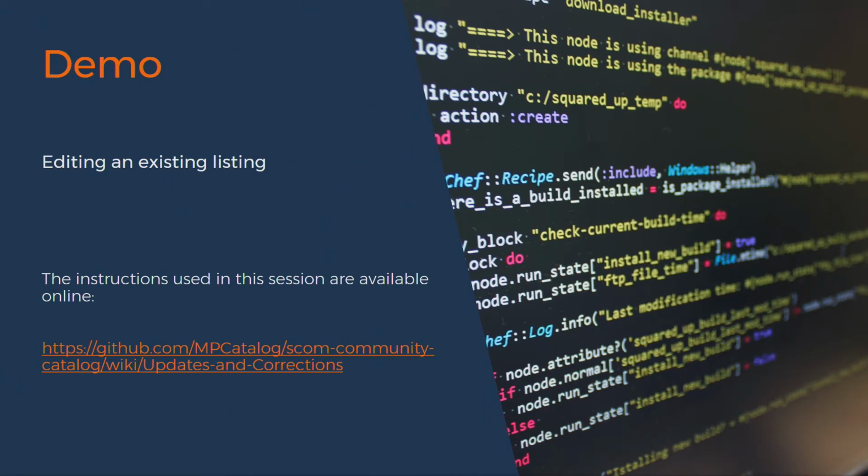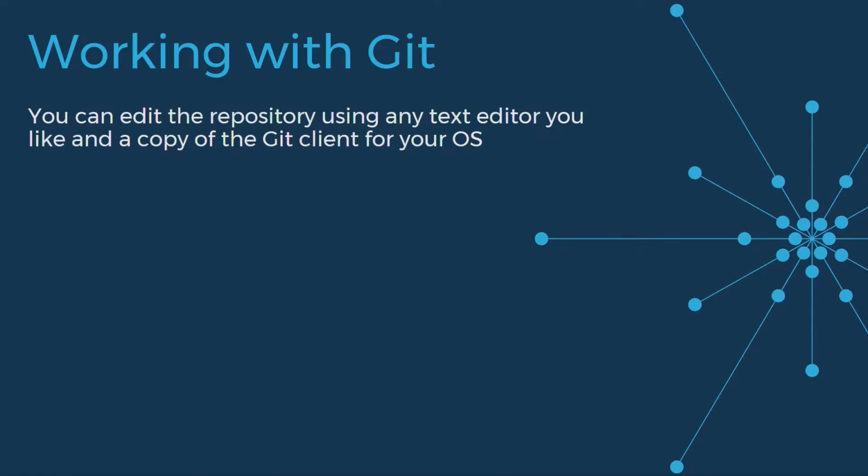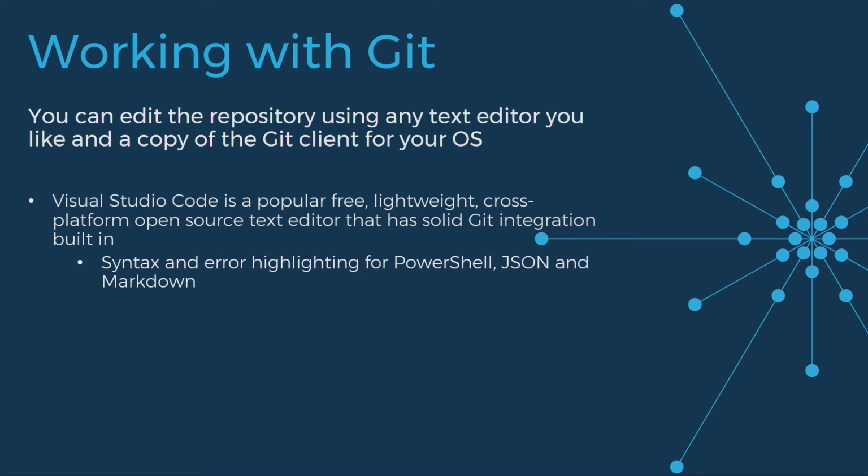Now, let's say you're an MP author and you want to actually add a brand new pack. Well, how do I go about doing that? Clearly, that editor lets you change a single file quite easily, but it's going to be tricky for me to make a whole bunch of changes at once. So to do that, you need to work with a Git repository, because that's what Git is. You can ultimately do that with any text editor you like, Notepad, and a copy of the Git client for your appropriate OS. That said, Visual Studio Code is a very popular, free, lightweight, cross-platform, open source text editor.